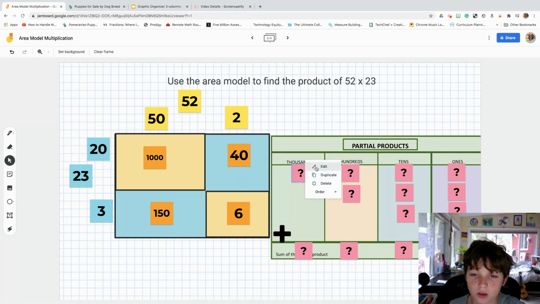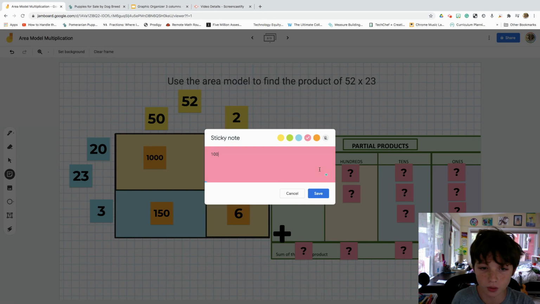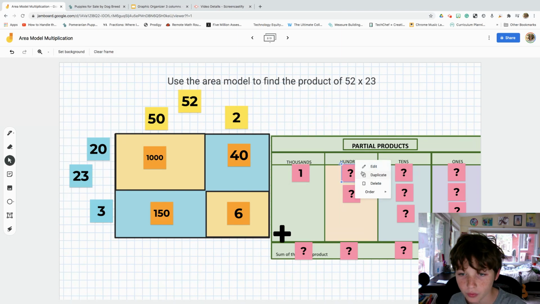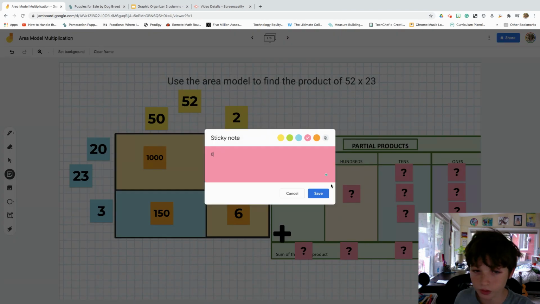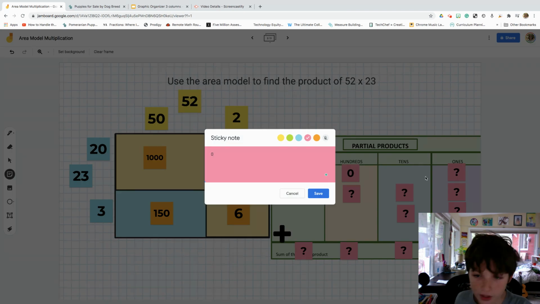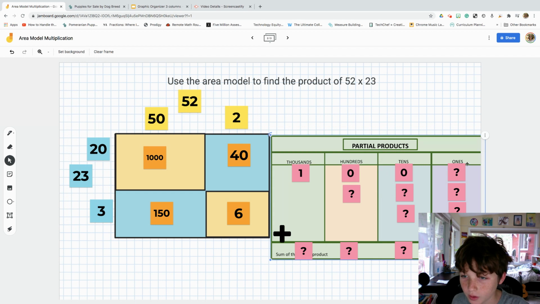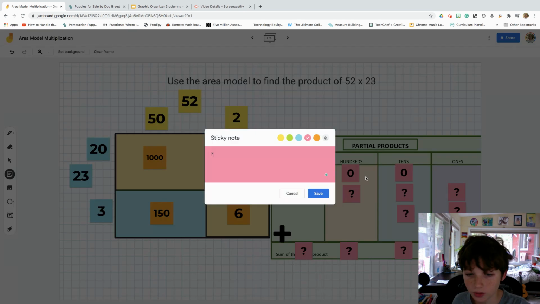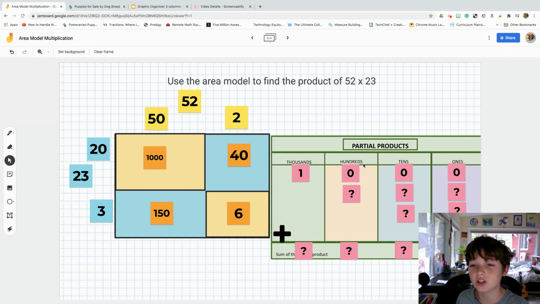Okay, so let's start by placing down the 1, 0, 0, and then 0. Oh, and you guys, if you didn't know, this is my partial products little place, it honestly helps me out with my math. I really suggest it for all those kids.